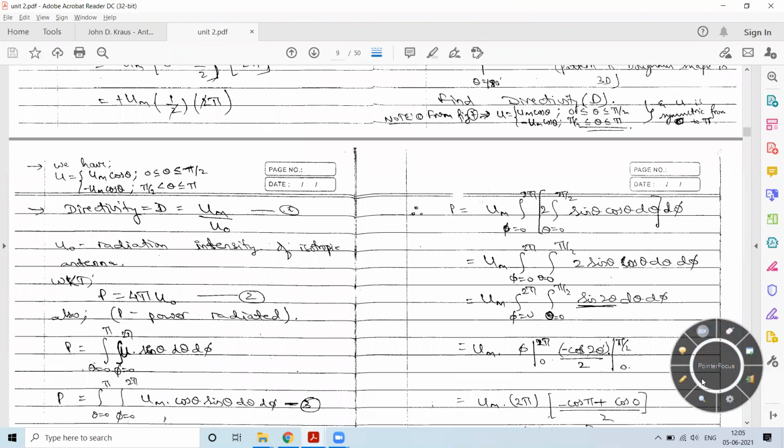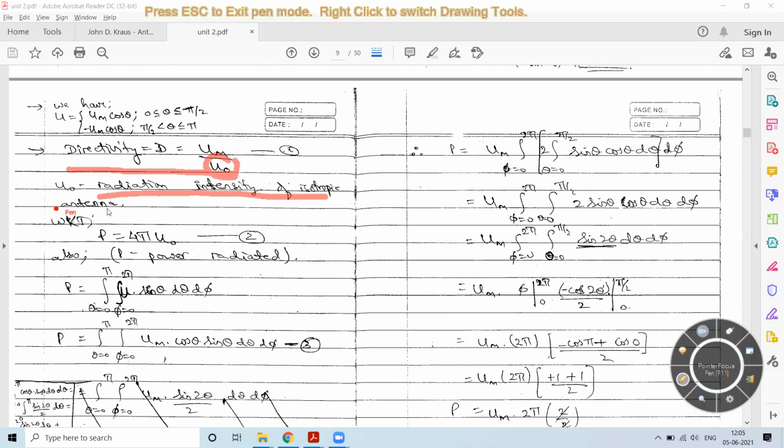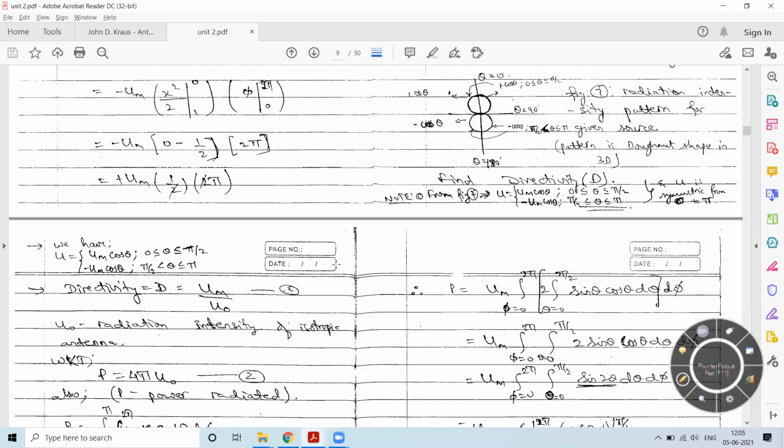Now when we are solving the problem, again we make use of the concept that directivity is given as the ratio of maximum radiation intensity to the average radiation intensity. In this case, the average radiation intensity is nothing but the radiation intensity emitted by the isotropic antenna. If U naught is the radiation intensity emitted by the isotropic antenna, then by application of the power theorem, the total power radiated by this antenna is 4 pi U naught. Now we have to apply the power theorem to this condition.